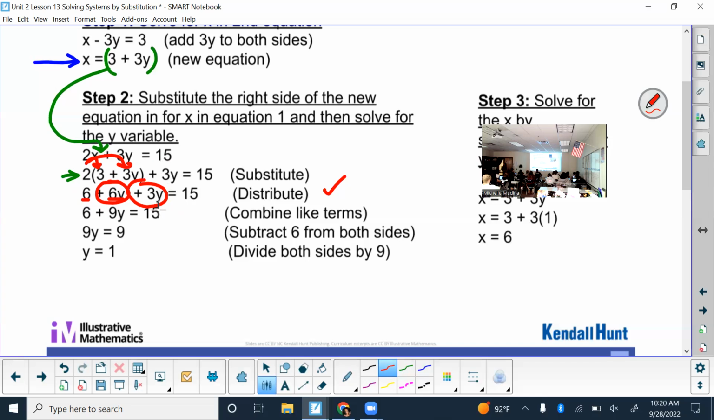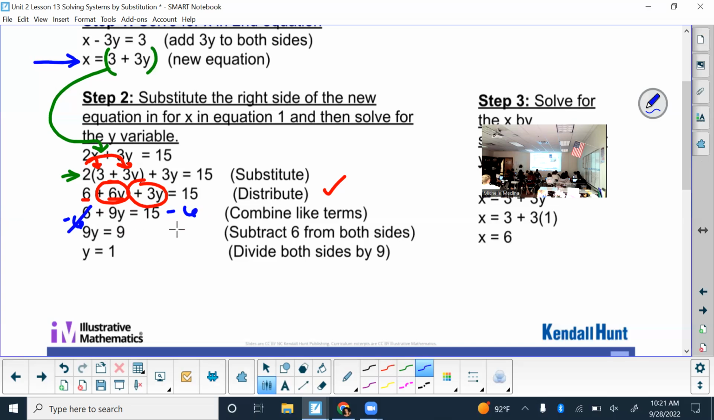Now it's just a two-step equation that you can solve. Start with what's farther from the y. And how do I cancel out the 6? Whatever you do on one side, you do on the other. So that cancels. 9y is by itself. 15 minus 6 is 9.